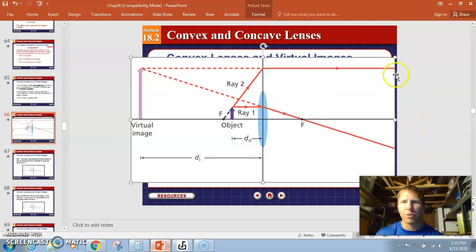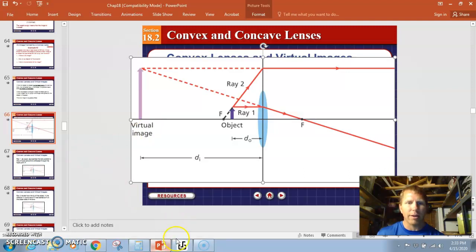As you can see, these two are never going to cross, and so we extend sight lines backwards from that ray 2 and from this ray 1, and where they cross, that is where our image will be seen. And as you can see based on this drawing, it is virtual because it's on the same side as the object. It is also upright, and it is larger.